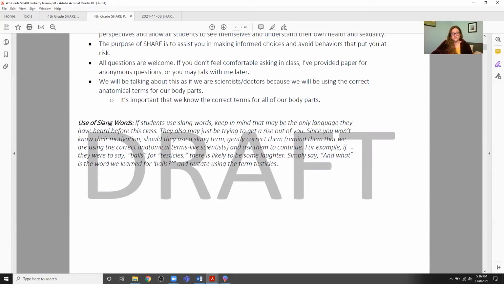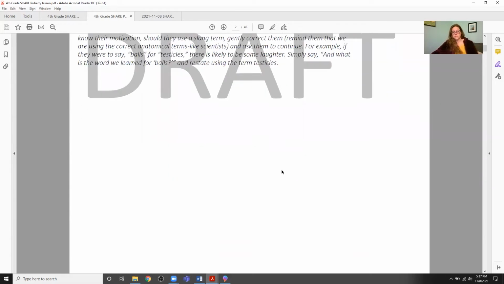may be the only language they have heard before this class. They also may just be trying to get a rise out of you since you won't know their motivation. Should they use a slang term, gently correct them. Remind them that we are using the correct anatomical terms like scientists and ask them to continue. For example, if they were to say balls for testicles, there's likely to be some laughter. Simply say, and what is the word we learned for balls? And restate using the term testicles.